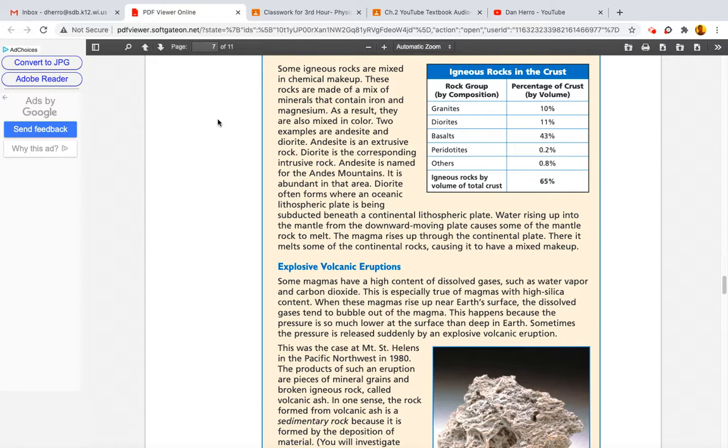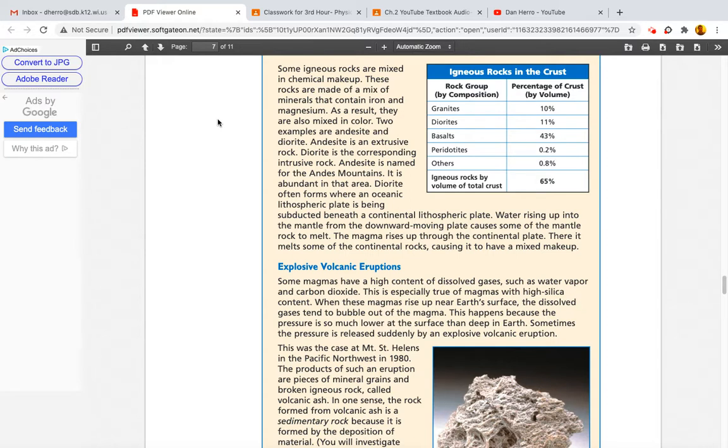Some igneous rocks are mixed in chemical makeup. These rocks are made of a mix of minerals that contain iron and magnesium. As a result, they are also mixed in color. Two examples are andesite and diorite. Andesite is an extrusive rock. Diorite is the corresponding intrusive rock. Andesite is named for the Andes Mountains. It is abundant in that area. Diorite often forms where an oceanic lithospheric plate is being subducted beneath a continental lithospheric plate.